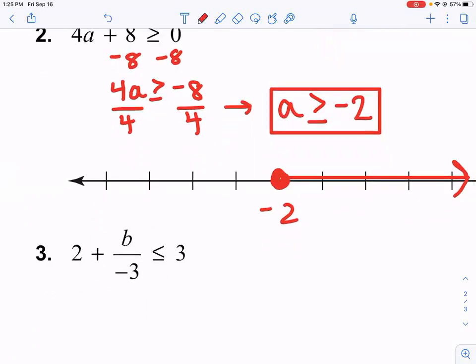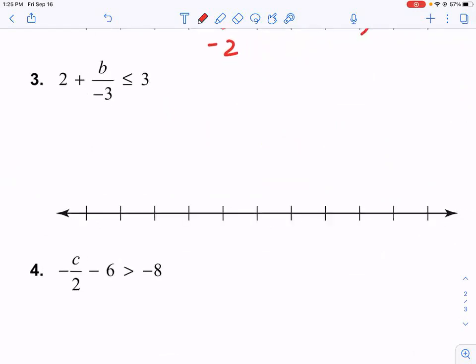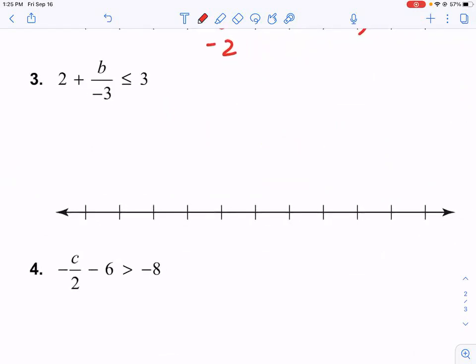So far, does this feel like we've done this before? Yeah. I mean, you change the inequality to an equal sign and we've been doing this for a while. Yeah. Okay. All right, let's look at number 3 together. Okay, let's vote. Do we move the 2 first or the -3 first? Who votes for 2? Who votes for -3?